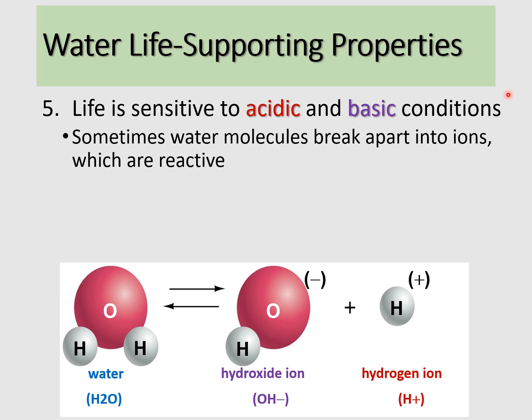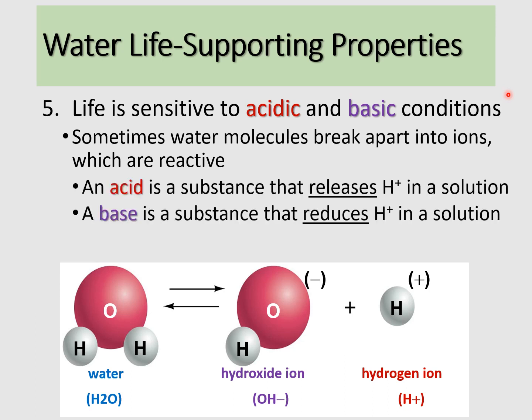So how does water help keep our body at the right pH level? Well, sometimes water molecules can actually break up into ions, and those ions are reactive. An acid is a substance that releases hydrogen into a solution, okay? And then a base is a substance that reduces hydrogen in a solution, meaning it takes up the hydrogen.